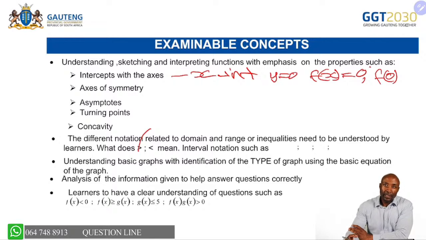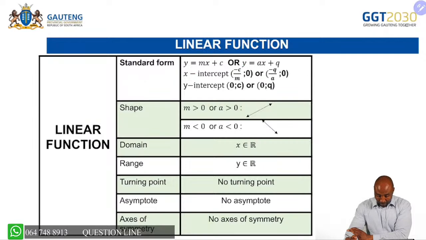If it's greater than 0, it means it's on the positive side of your x-axis, or it's on the positive side of your y values. If it's less than 0, it means it's on the negative side of our y values. Now, we shall look at the characteristics of our functions.